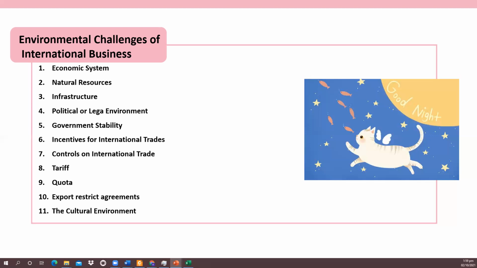Incentive for international trades, and then controls on international trade. Ayan, so hindi ka naman basta-basta nakakapag-import and export. You still need permission or mga permits na yan. Tariff, quota, export restrict agreement, and then yung cultural environment. Ayan, parang din to, yung export restrict agreements, meron tong connection with the control on international trade.